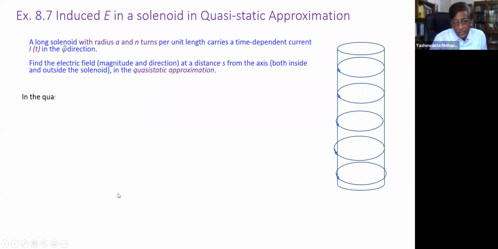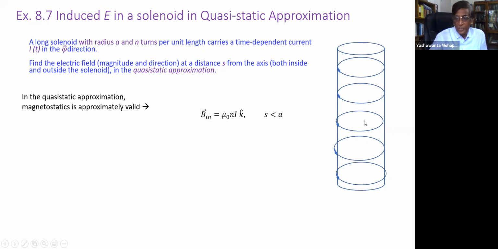All right. So in the quasi-static approximation, magnetostatics is approximately valid. So B inside is of course mu naught n I in the k direction, where n is turns per unit length. The current is circumferential, in the phi direction, and s is less than a. B out, if it's a long solenoid, is of course 0. We know that. This is directly taken from magnetostatics. Since it is quasi-static, I can directly use my magnetostatic results.